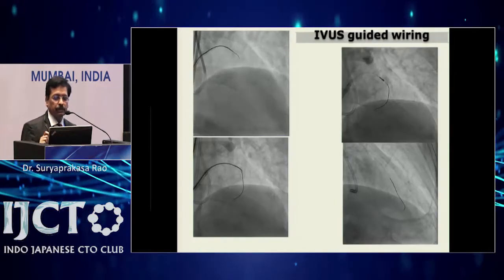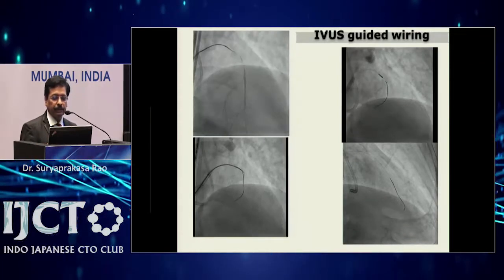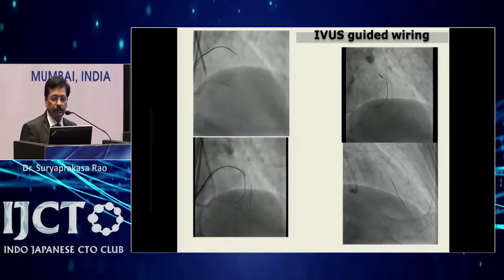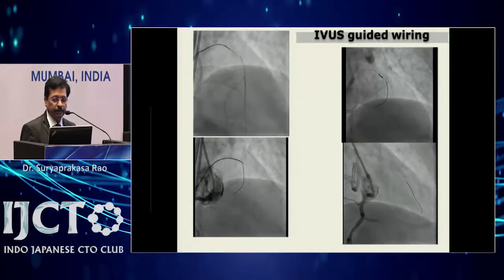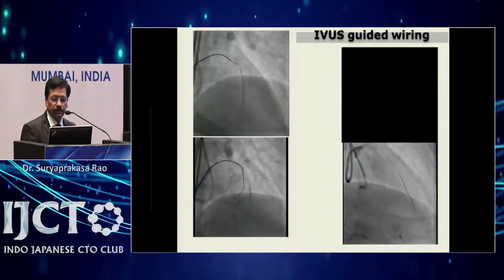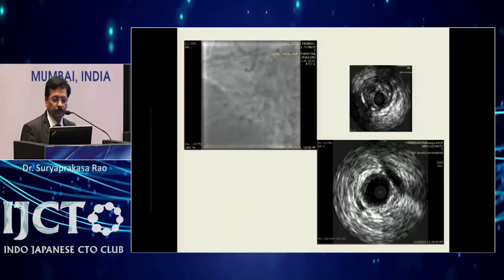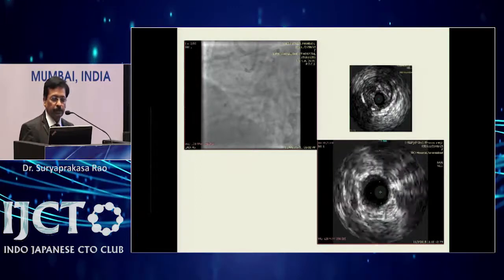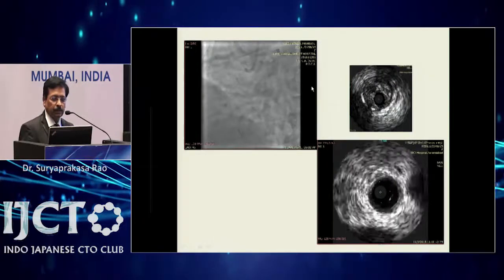So this is one case done like that. If you have an LAD and septal, or a diagonal, you can pass the IVUS catheter, and IVUS-guided crossing can be done. This is really safe. So this is one case which we have done in a live demonstration. This case is an RCA.